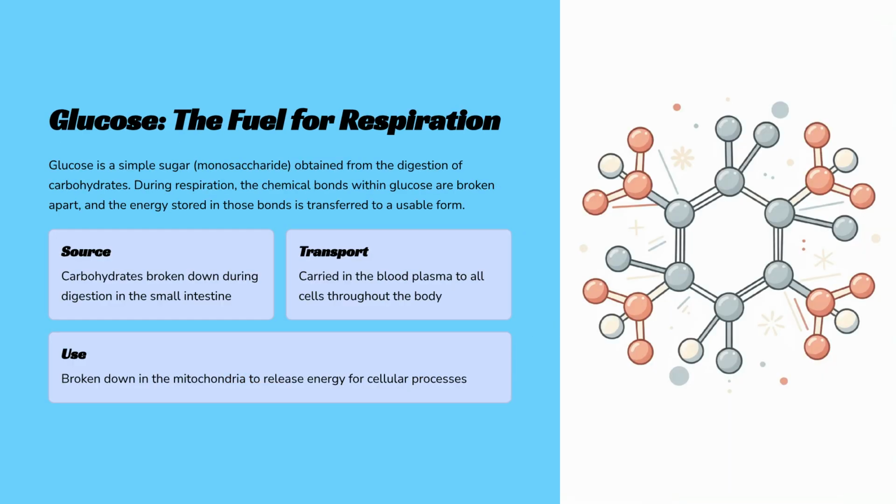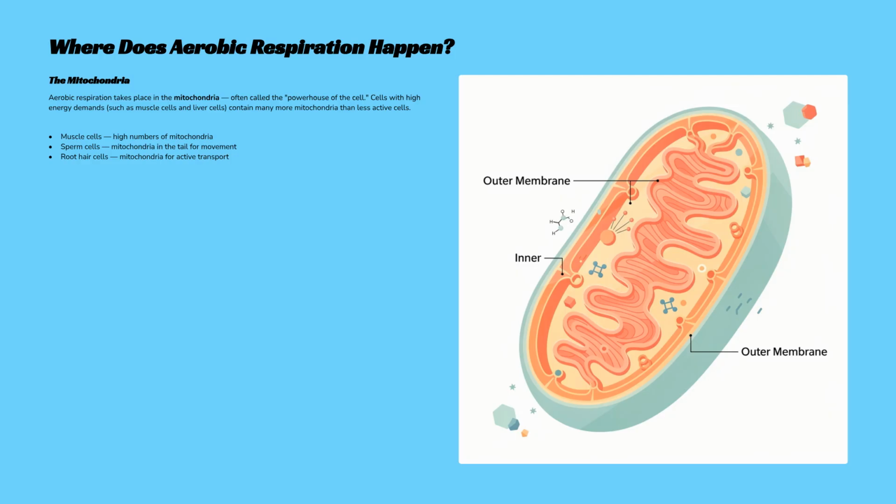Glucose is the fuel for this process, obtained through digestion. It is transported in the blood to cells, where its chemical bonds are broken to release energy. Aerobic respiration occurs in the mitochondria, often called the powerhouse of the cell. Highly active cells, like muscle or sperm cells, contain many mitochondria.